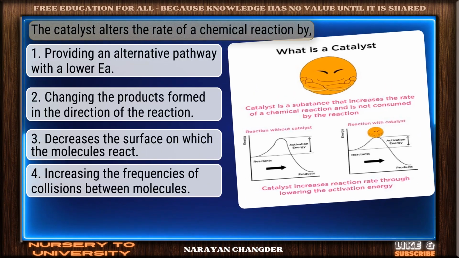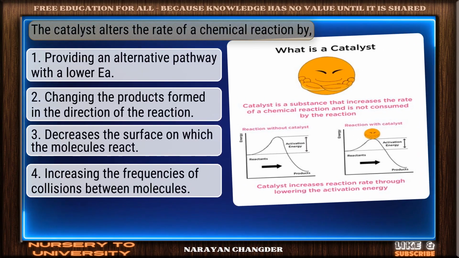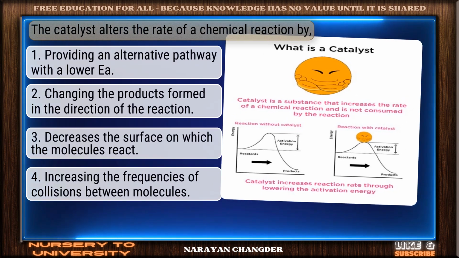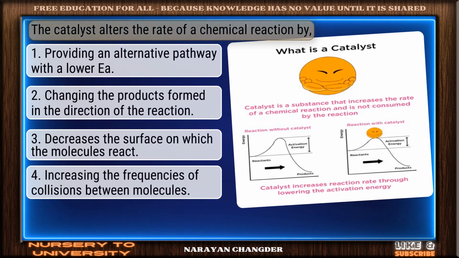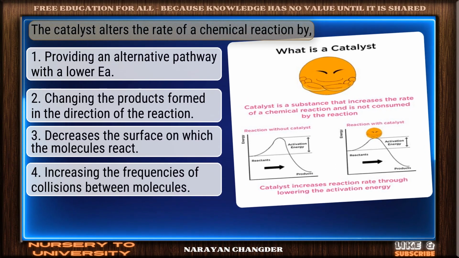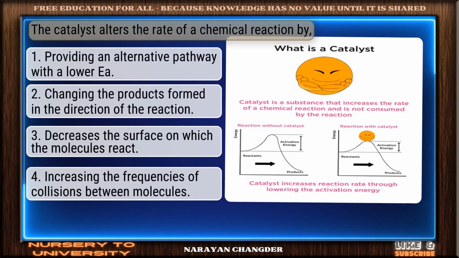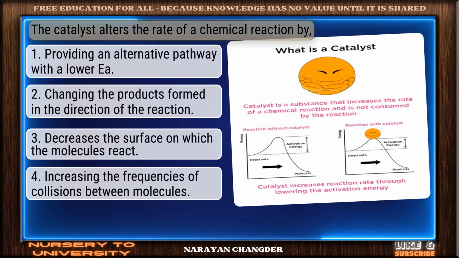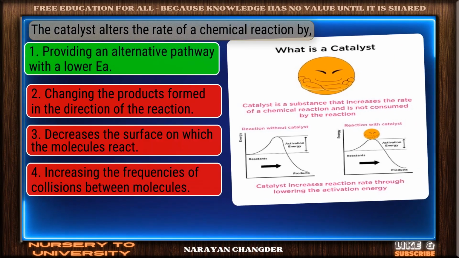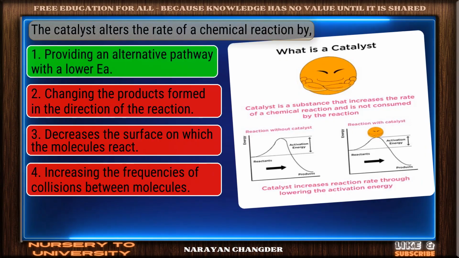The catalyst alters the rate of a chemical reaction by: Option 1, providing an alternative pathway with a lower activation energy. Option 2, changing the products formed in the direction of the reaction. Option 3, decreasing the surface on which the molecules react. Option 4, increasing the frequency of collisions between molecules. You got it, providing an alternative pathway with a lower activation energy.